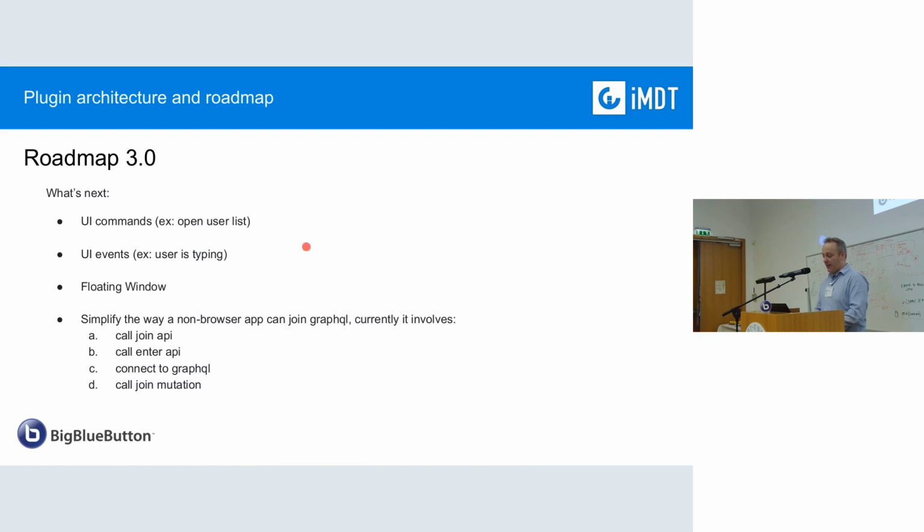So the roadmap, what's next? For 3.0, we want to add the UI commands. That is a way that a plugin can say, open the user list, close the user list, or create a poll or something like that. So this is coming. This is work in progress.